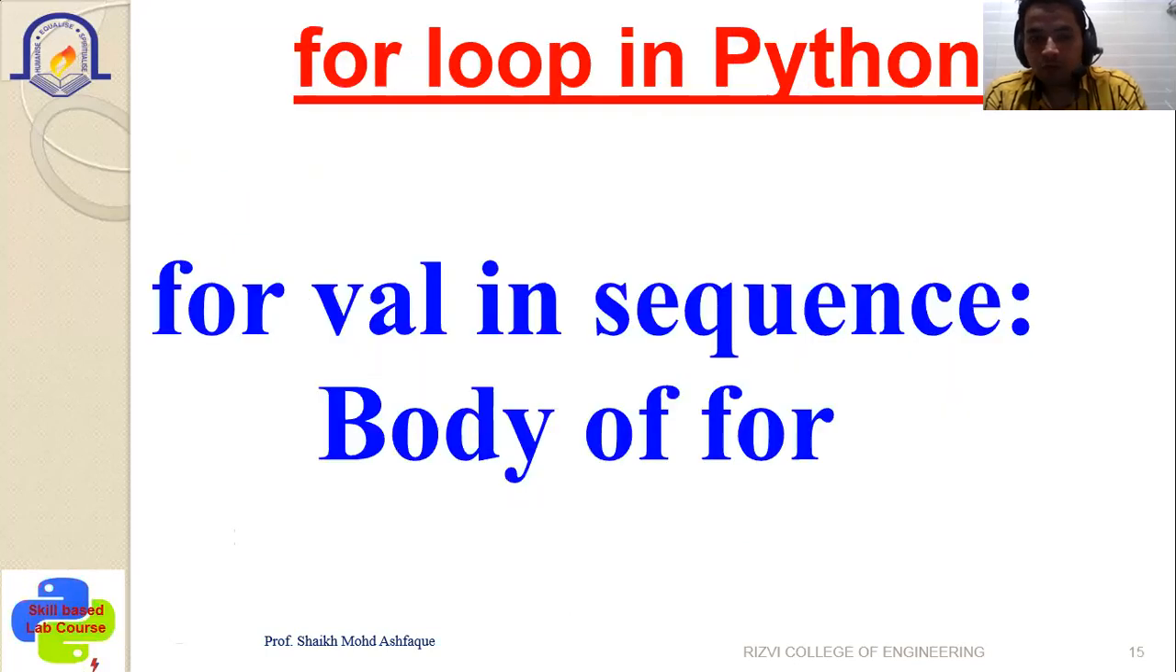Next, the for loop: for value in sequence, body of for. Val is your variable, in is the in operator that you have studied. Then the sequence may be anything: a string, a list, a tuple, a dictionary, whatever you want. Then the body of for means whatever statements you want to execute under that for loop, you can write it.